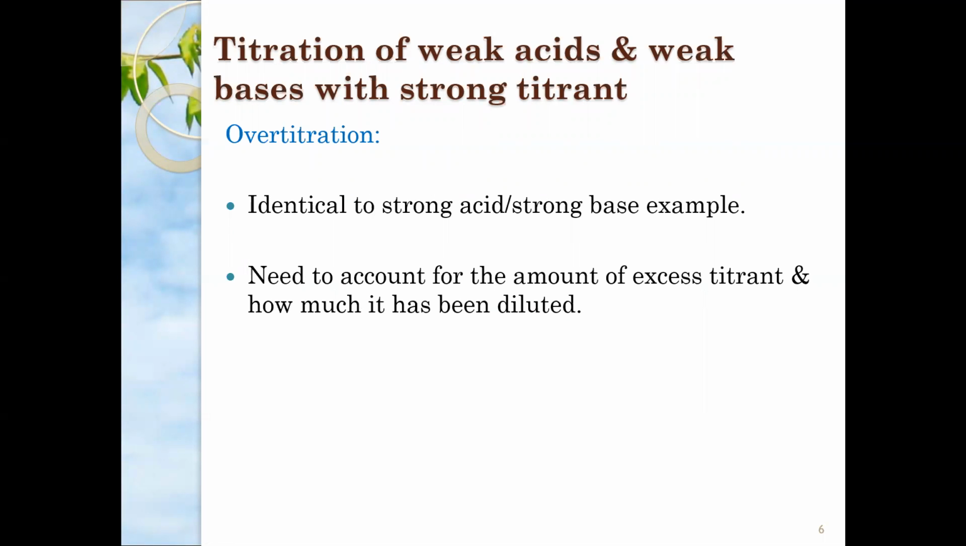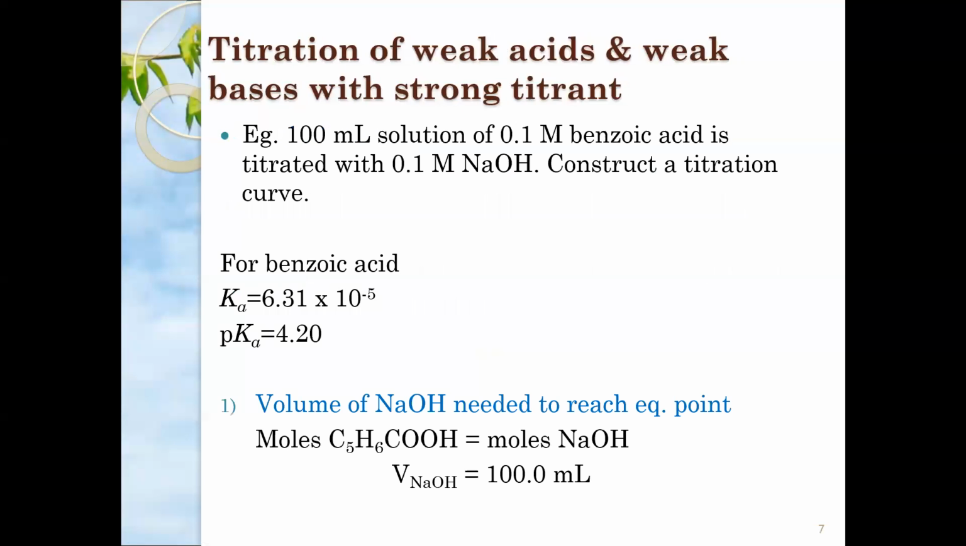For over titration, it is similar to strong acid, strong base. So only this part is similar in terms of calculation. To understand this better, this is an example of titration involving weak acid with strong titrant. In this case, the weak acid is benzoic acid, 0.1 molar, and the volume is 100 ml. It's titrated against 0.1 molar sodium hydroxide, a strong base. And you are also asked to construct a titration curve.